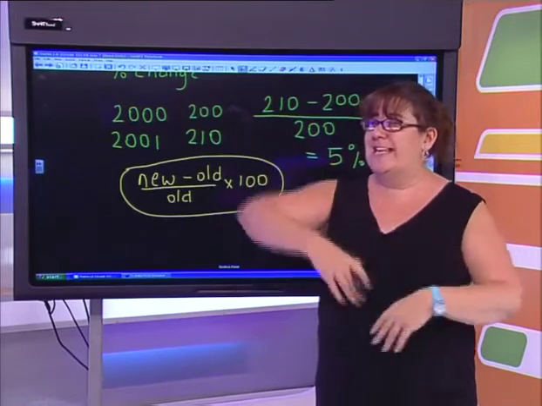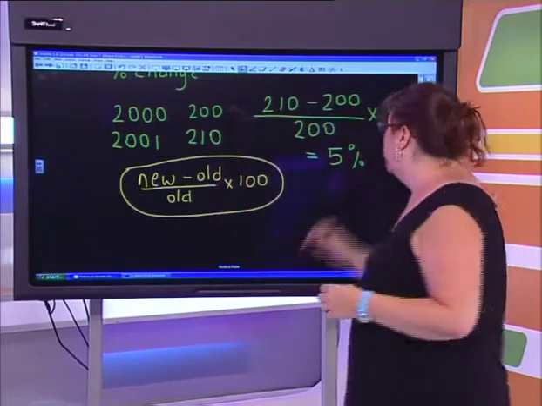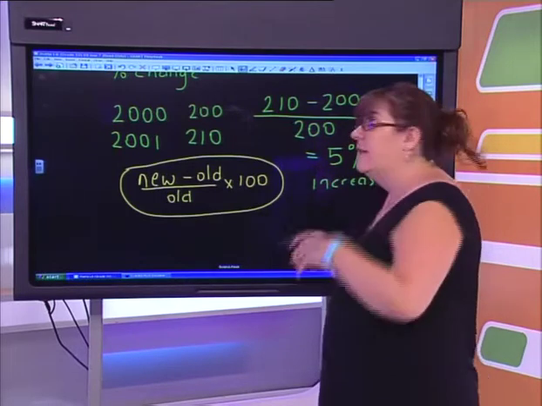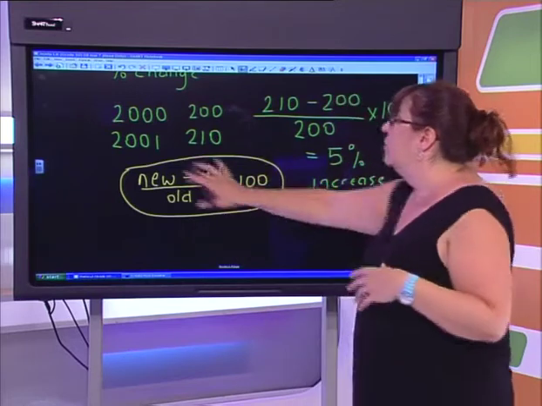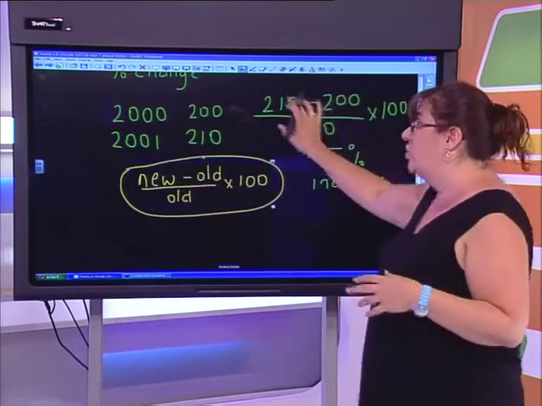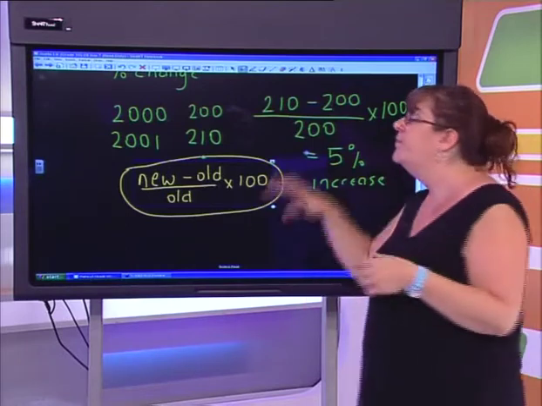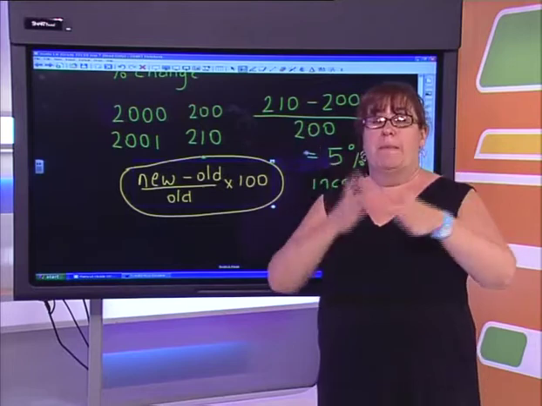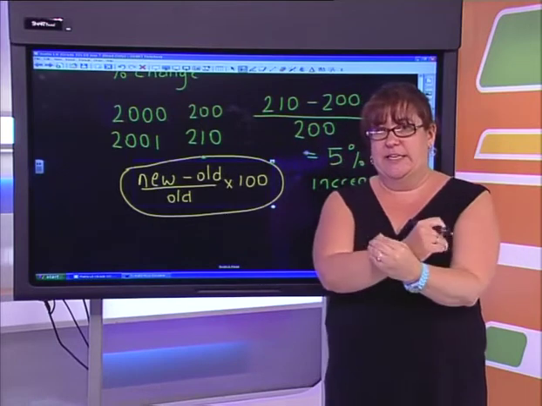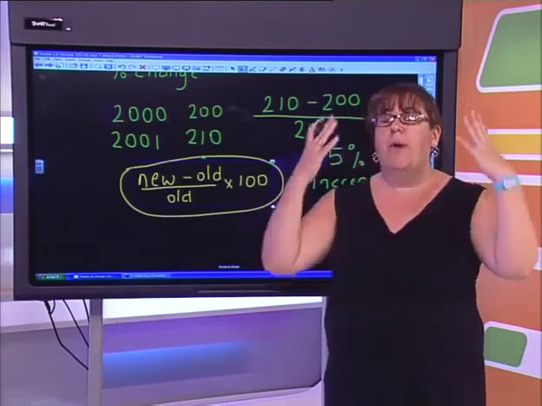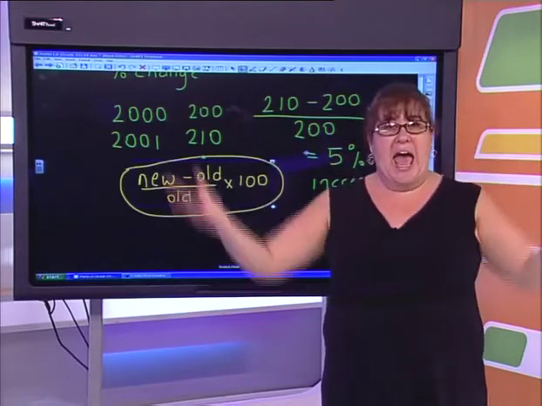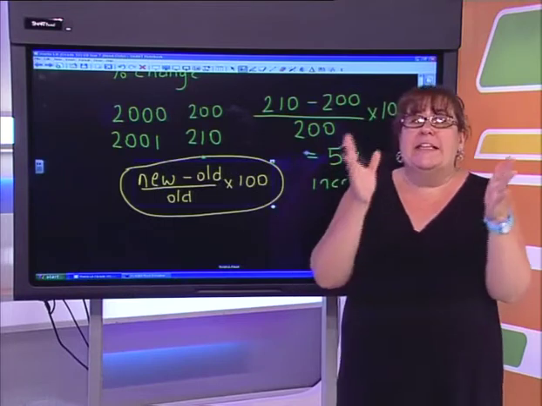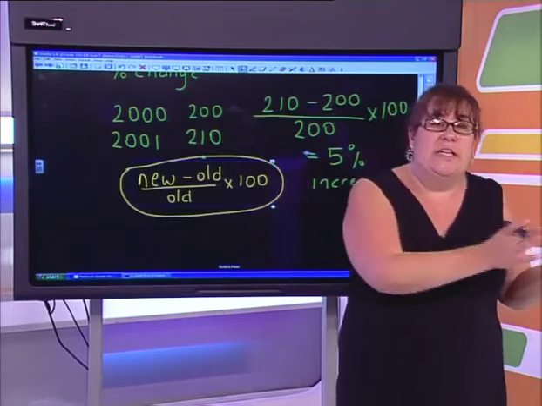It was a 5% increase. So we've got a 5% increase. If you do the calculations where you've done your new minus old divided by old, or your change divided by the original value, and times by 100 and get a negative number, remember we cannot have a negative percentage. It has to be positive because percentage is like out of 100, so we can't have a negative number. It doesn't make any sense.